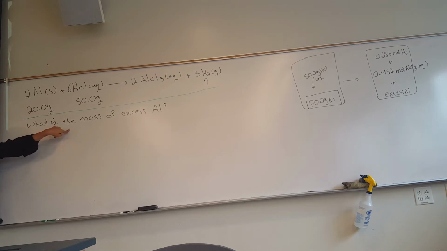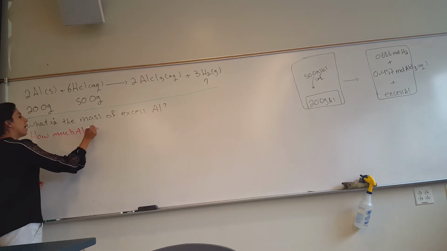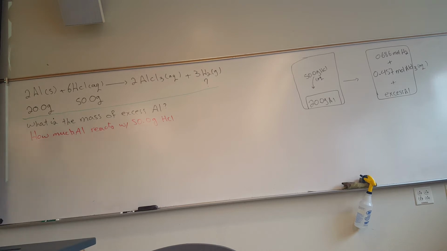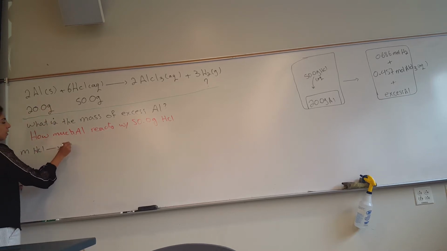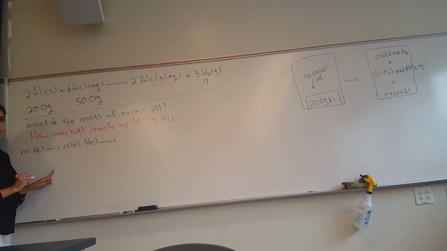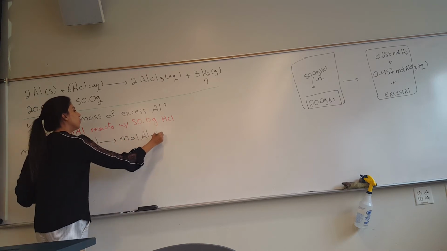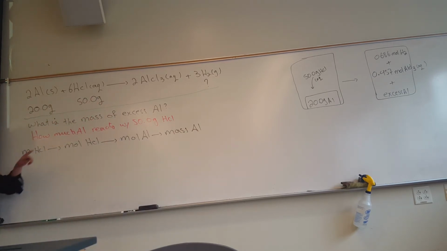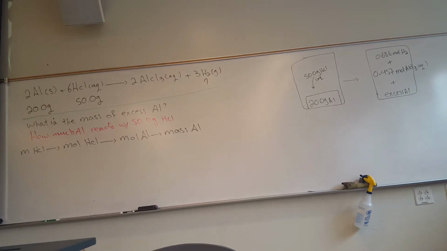So to find the excess aluminum, our first step is to find out how much aluminum reacts with 50 grams of hydrochloric acid, or how much aluminum I need in order to consume these 50 grams of hydrochloric acid completely. So how do I do this? From the mass of hydrochloric acid, I'm going to find moles of hydrochloric acid. Once I find moles of hydrochloric acid, I'm going to find moles of aluminum, and then I'm going to find the mass of aluminum. This would give me the mass of aluminum metal needed for 50 grams of hydrochloric acid. And I do this because I already know which one is limiting and which one is in excess.